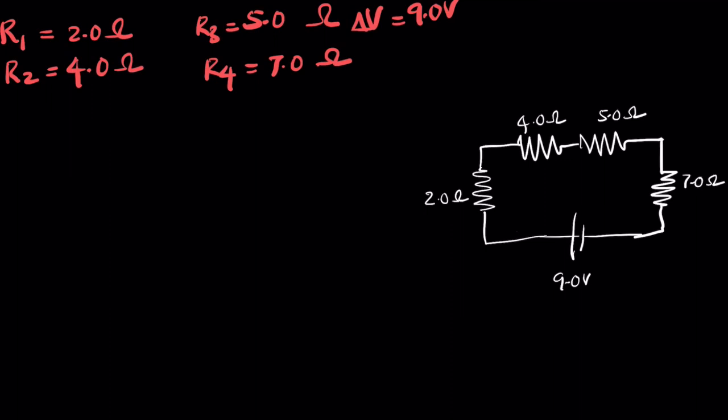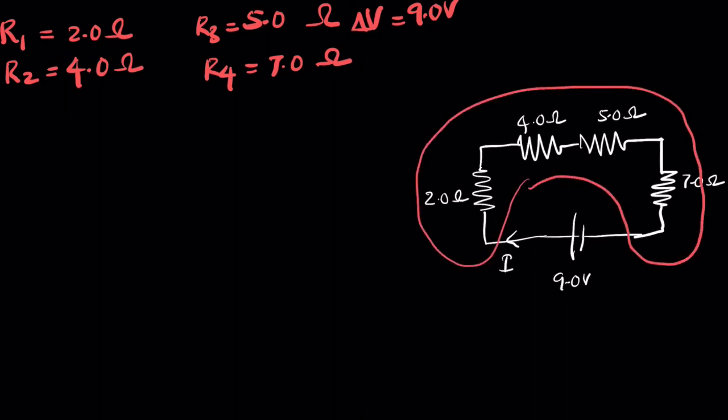Now they are asking us to find the current and the equivalent resistance. The equivalent resistance is basically saying that if I take all of these resistors and combine them into one equivalent resistance, what is that value? Now let's try and find the equivalent resistance first.